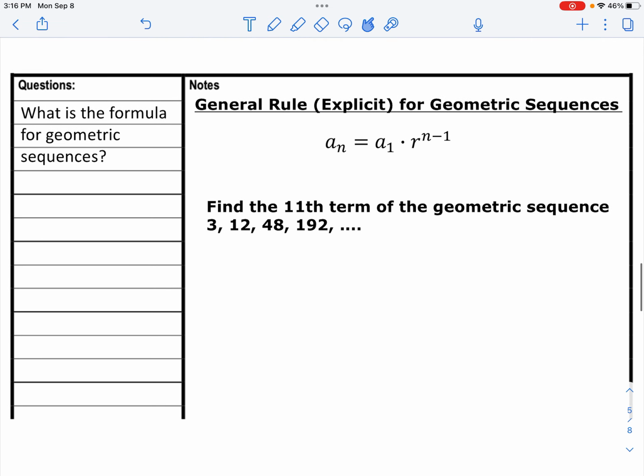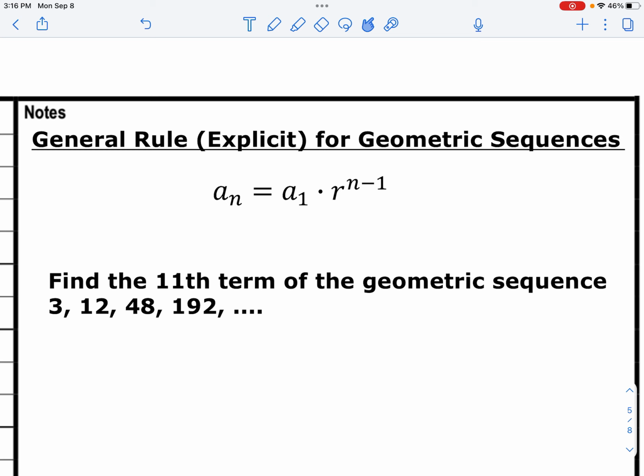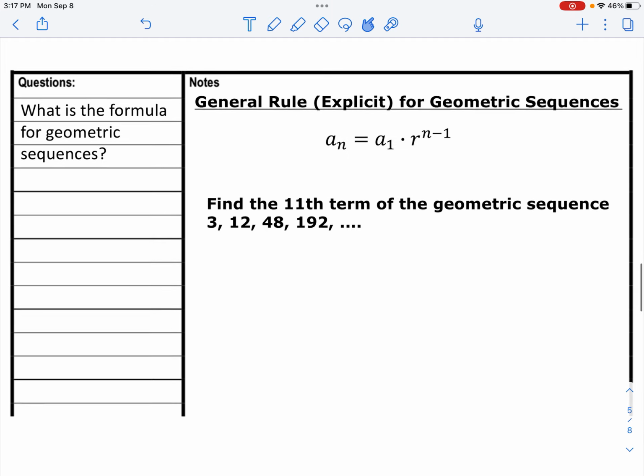Okay. The general rule, or the explicit rule, for geometric sequences is this. It's a sub n is equal to a sub 1, the first term, times your common ratio raised to the n minus 1 power. Okay, so this is helpful if you're trying to find a term way down the line. It's a lot easier than writing it out a bunch of times to get all the way to, in this case, the 11th term.